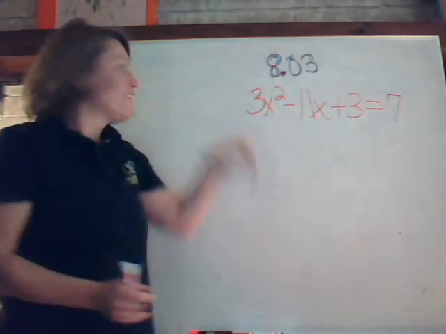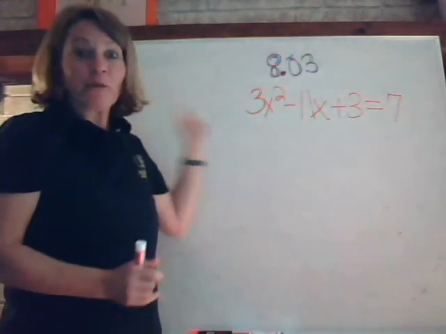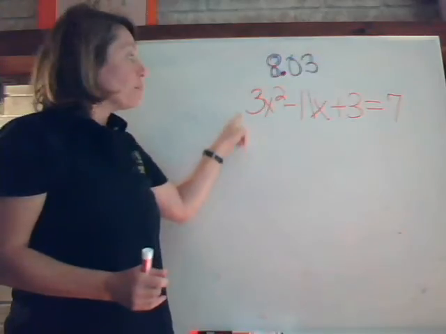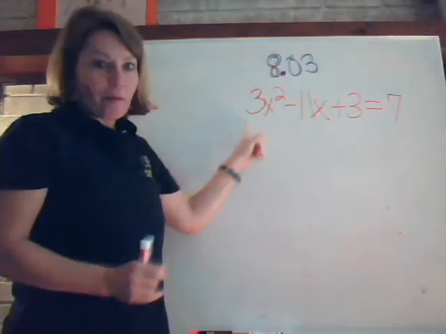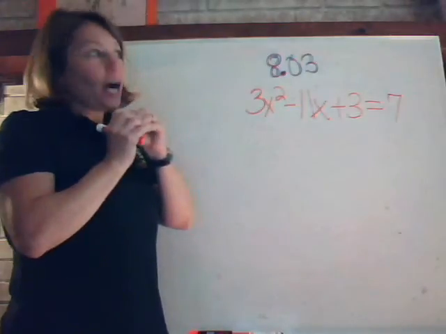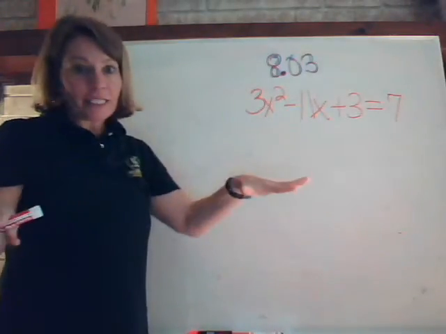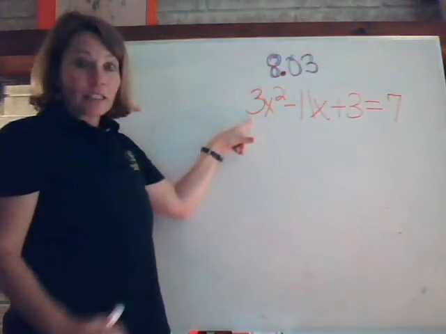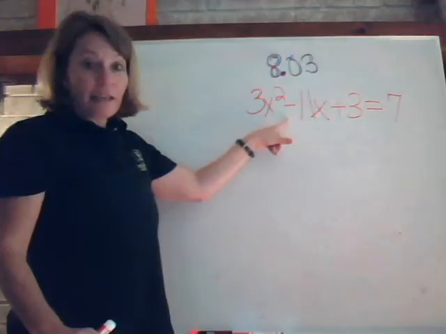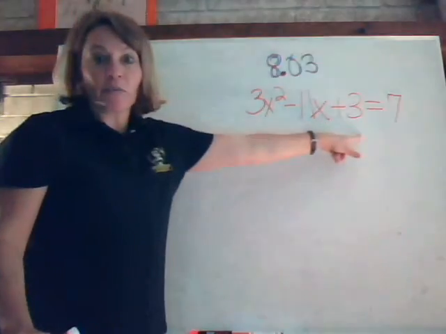Okay, part 2, 803. I'm going to do one more of factoring where the lead coefficient is not 1. Remember, factoring is the opposite of FOILing. You're breaking it down into its two components. Now, I've got 3x squared minus 11x plus 3 equals 7.